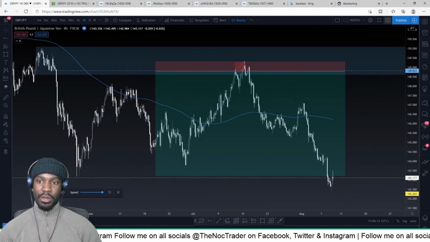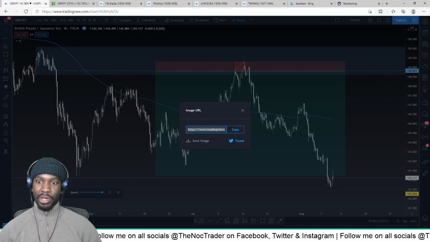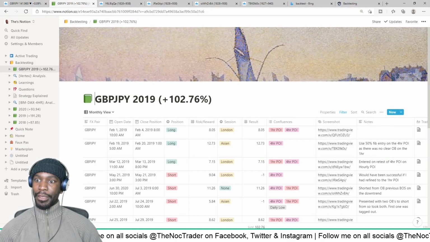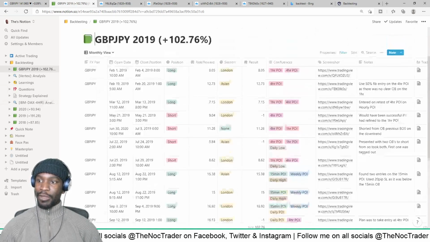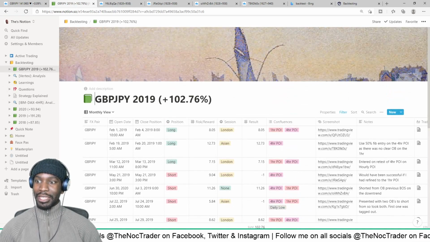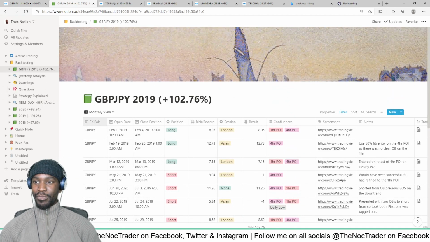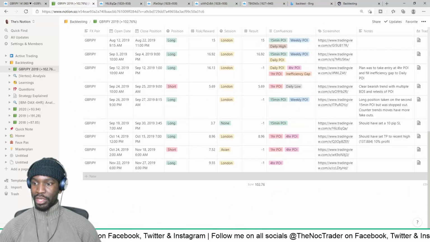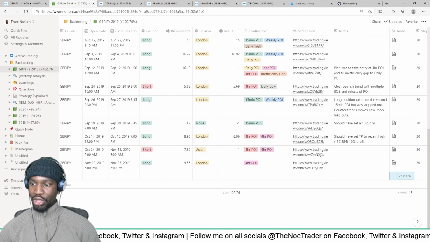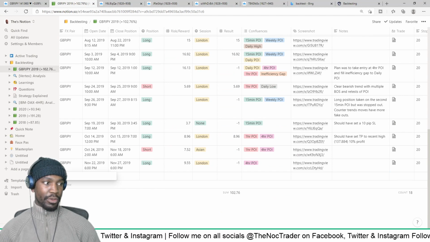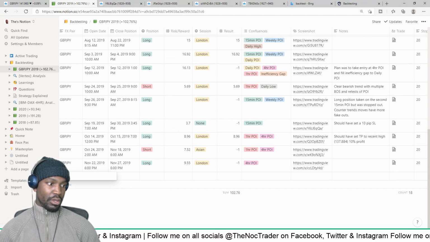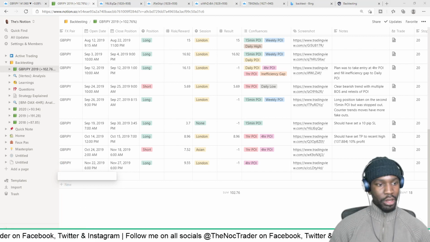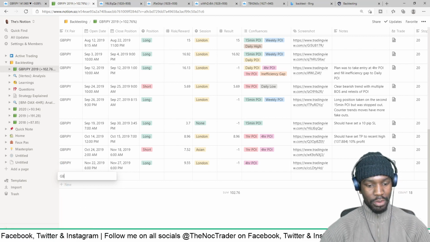So then what I do now is I'd screen grab this, press that button there, copy it, and go into my folder. Now I've got a folder for GBP JPY. I haven't got a folder for it, but let's say I did. I'm not going to create one now just for it, but I'd create a new one, and I just log it. So I log it here. You guys can't see it. I log it here. So I'd go GBP JPY.